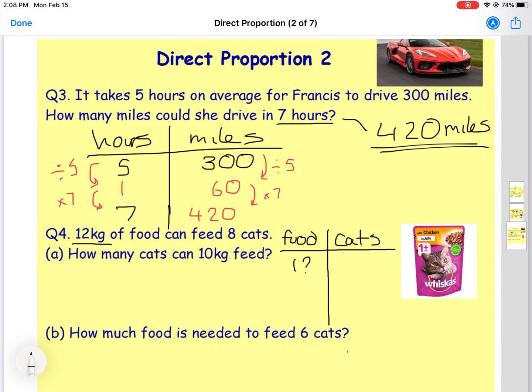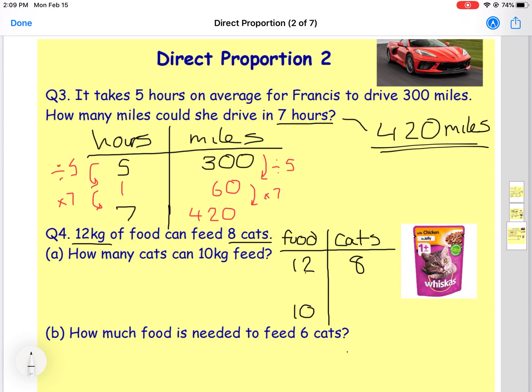12 kilograms of food feeds 8 cats. Okay, so that's what we're told. That's the information we are given at the very beginning of this question. 2 parts to this question. The first part here, we are looking to find out how many cats can 10 kilograms of food feed. So my end goal with question A is to get down to 10 kilograms of food.